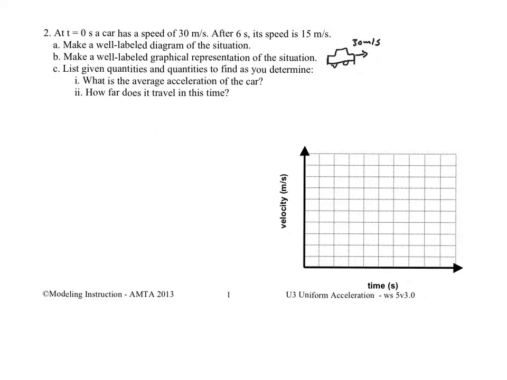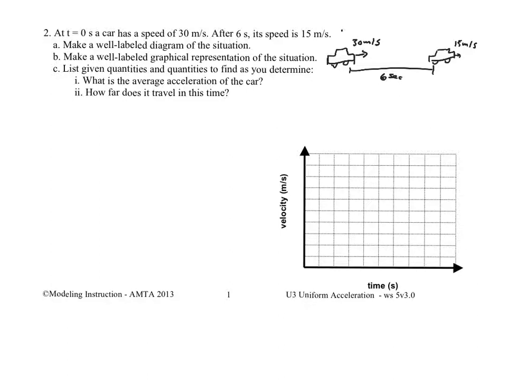After 6 seconds, speed is 15 meters per second. So I'm going to draw the car again sometime later on. I'm going to draw a shorter arrow because it's going less fast, and that's 15 meters per second. I'm going to assume that they're both in the positive direction because there's no reason to think otherwise necessarily. And I'm going to say that those are 6 seconds apart. I have a pretty well labeled diagram.